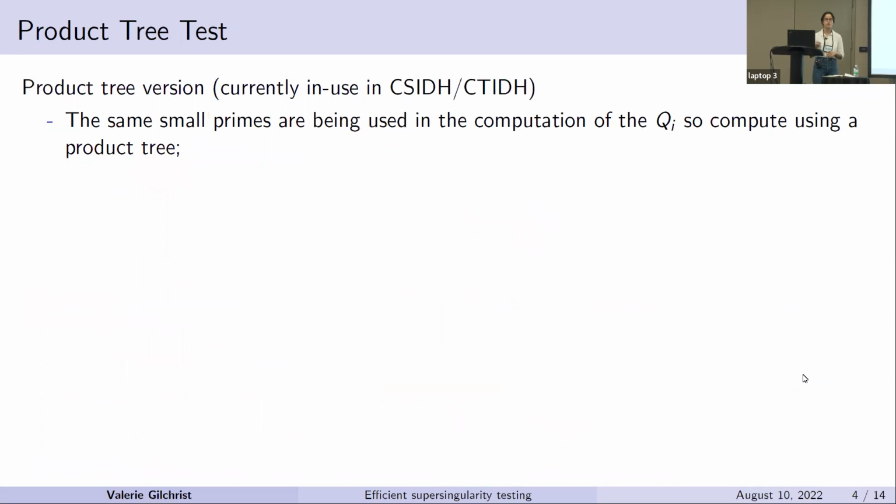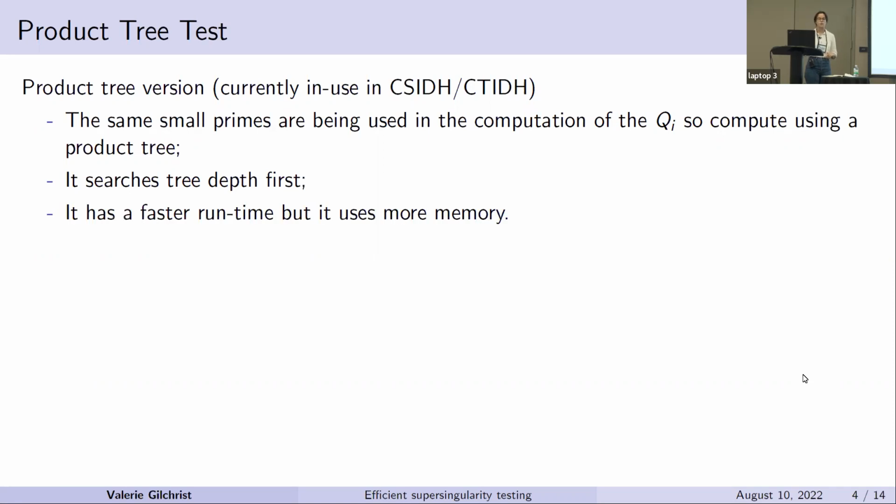A variation on this test, which is the implementation that's currently used in CSIDH and like the CSIDH code, is what we call the product tree test. So it has the same premise, kind of the same ideas behind it, but it takes advantage of the fact that we're using a lot of the same scalar multiplications. And so it's going to store some of these in a product tree. It's going to search the product tree depth first. And so while this does run quite a bit faster, it uses more memory.